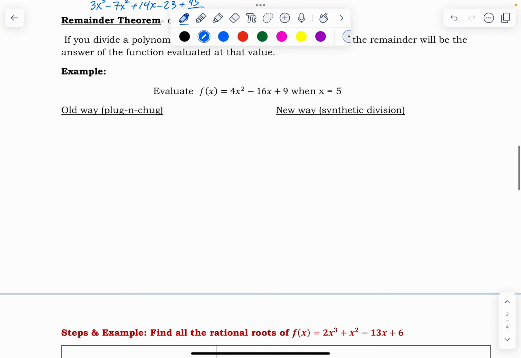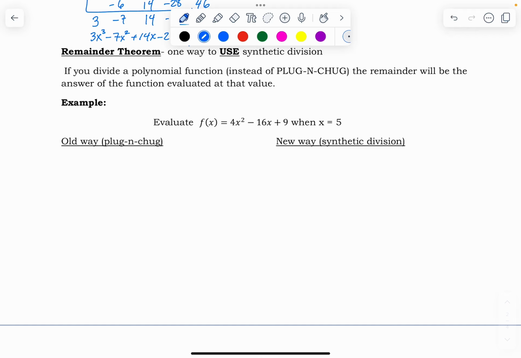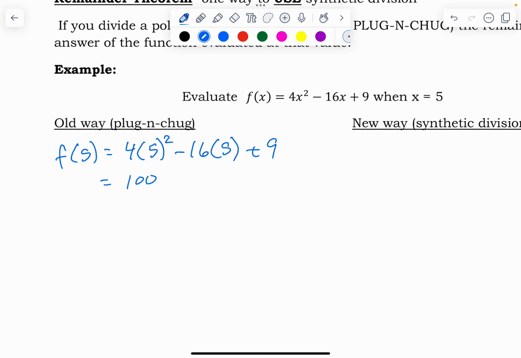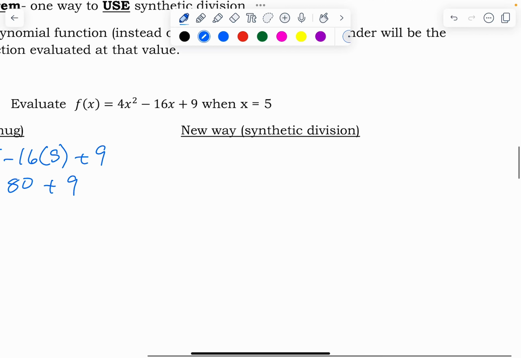Okay, so now we can use synthetic division to figure out the remainder. So like I could say, if I want to do f of 5, this becomes 4 times 5 squared minus 16 times 5 plus 9. 5 squared is 25. If I have 4 quarters, that's 100. 5 times 10 is 50. 5 times 6 is 30. That's minus 80. Plus 9, I see 29.